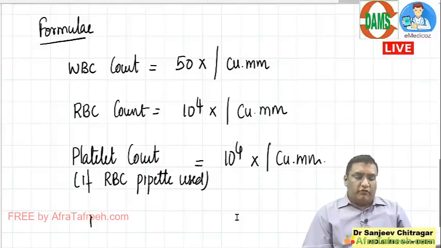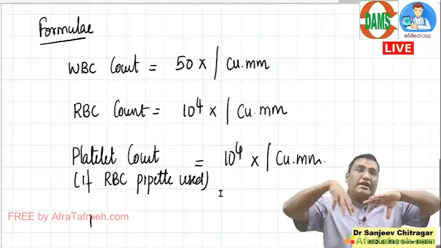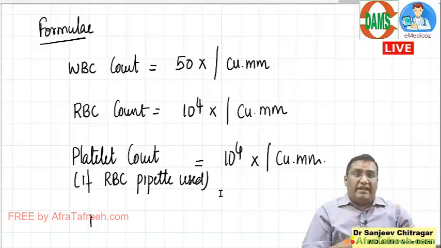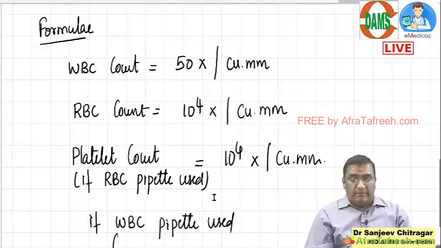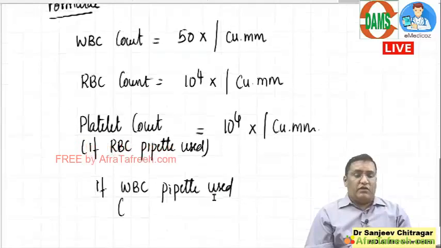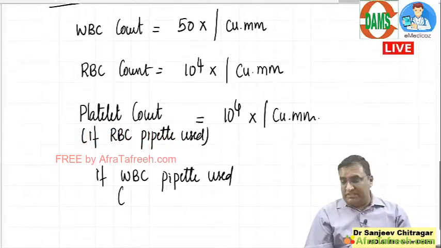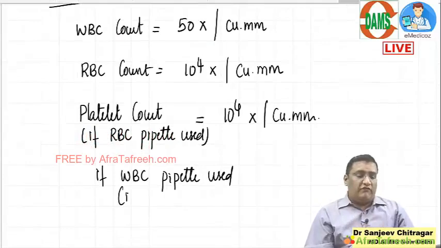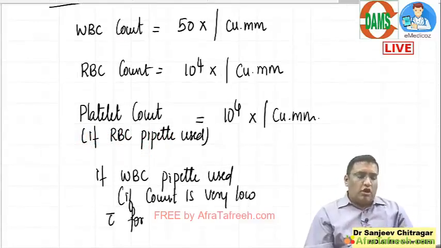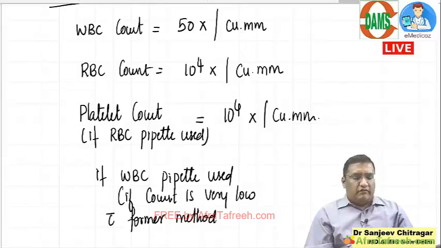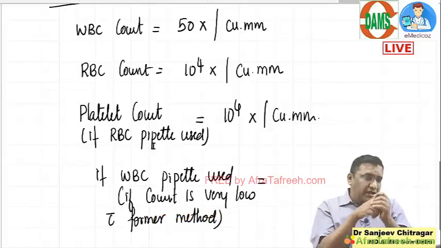But however, very important: if you dilute so much, and your platelet count is low and your multiplication factor is very high, you will end up getting a falsely low platelet count. So if the platelet count is low, you will do it with a WBC pipette. So remember, for platelet count, initially we use an RBC pipette. If you get a very low platelet count with the former method, confirm with a WBC pipette. When I say former, initially you do it with the RBC pipette, RBC counting chamber.